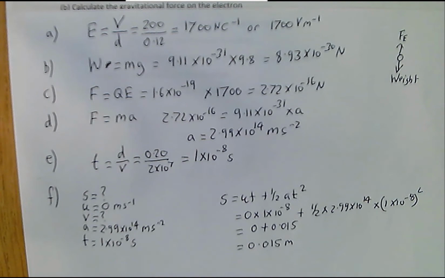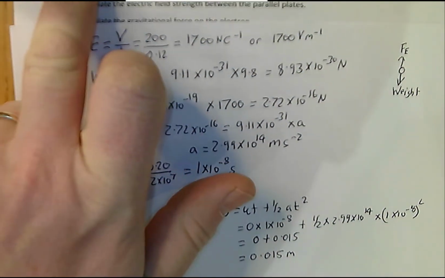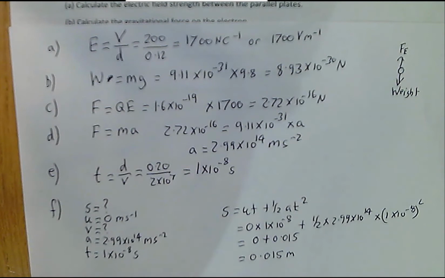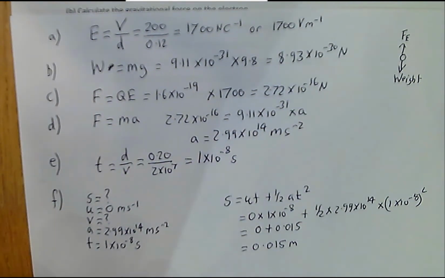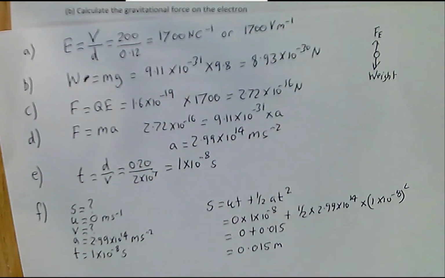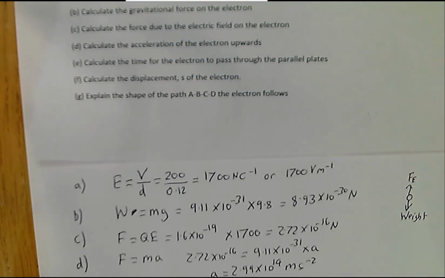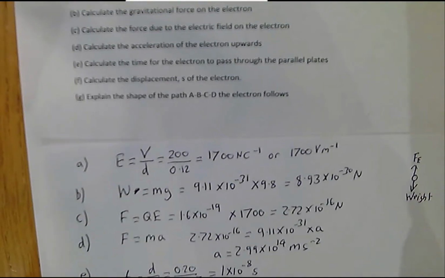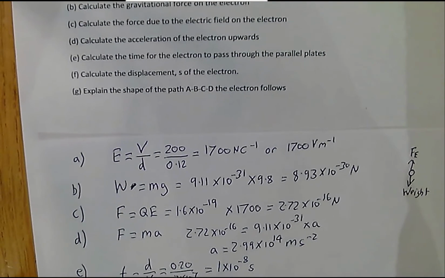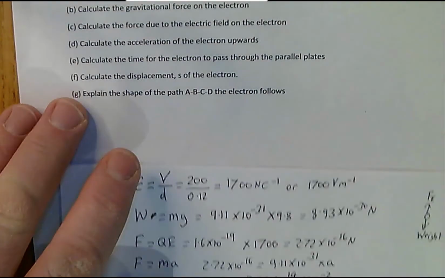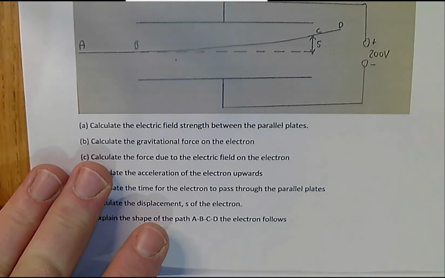As its deflection. Okay, so the plates are 12 centimeters wide, and it's moved 1.5 centimeters upwards. Okay, and the final part of the question asks us to explain the shape of the path A, B, C, D that the electron follows.